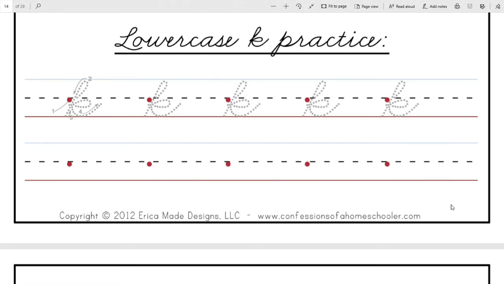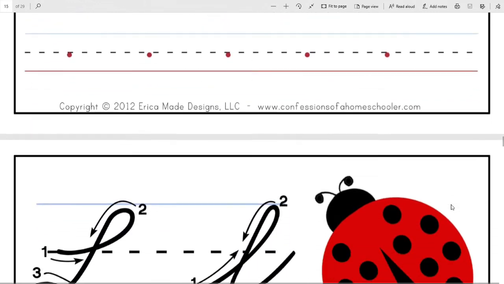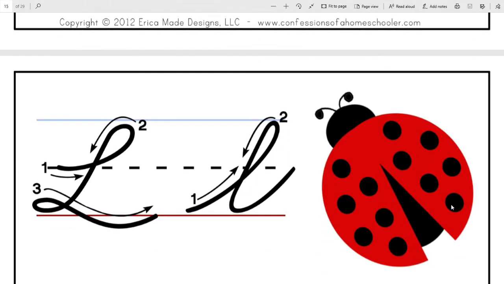Yes, yes. Now move to next letter. The next letter is, yes, L. What is the sound? L. L says L. The picture is ladybird.